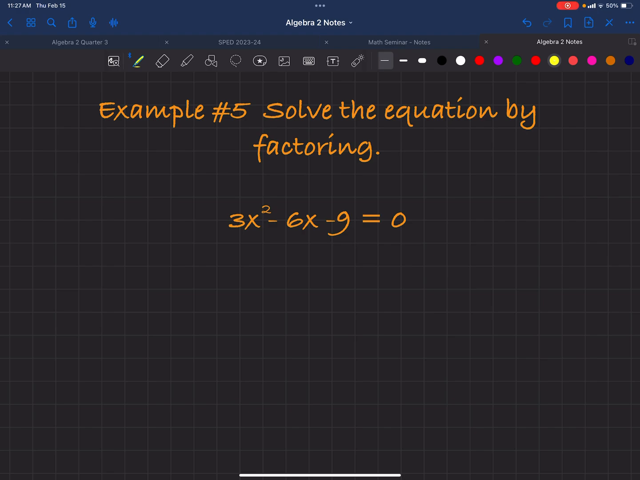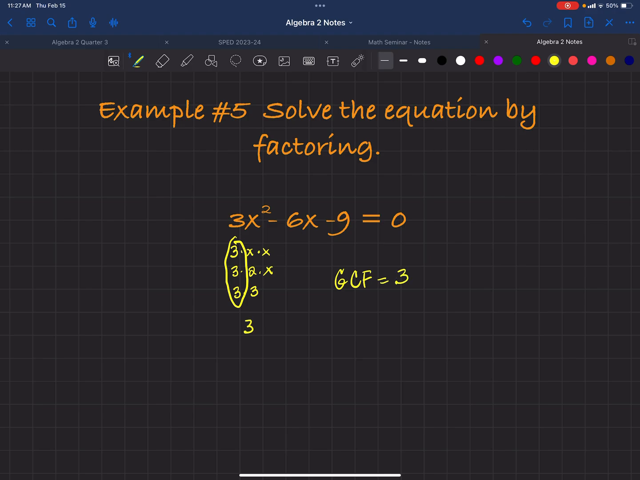So I'm going to take each of these terms and break them down to its prime, and determine what they have in common. All three of these have a 3 in common, so my GCF is 3.